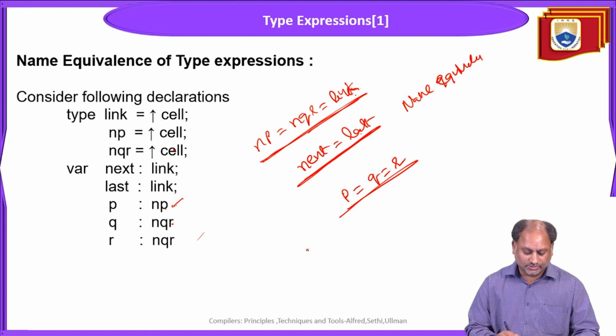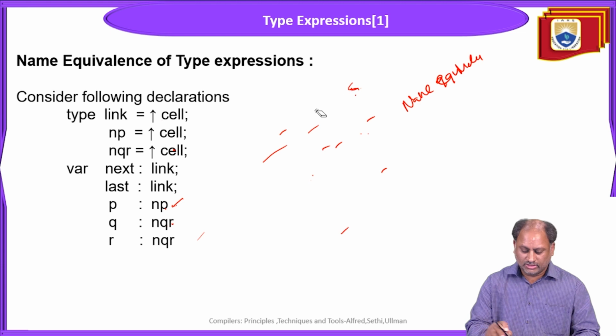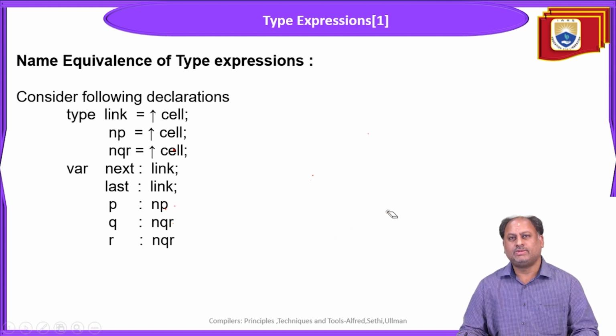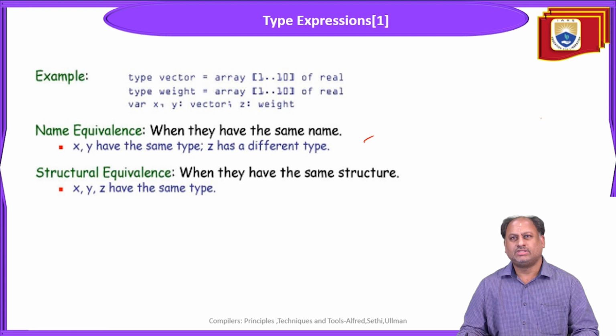Whereas if it comes to, for example, next, it is of type link. Whereas NP next is link type. Link is pointer to cell. So is it equivalent to R? No, it is not equivalent to R. NQR is pointer to cell. Next is a link. Link is pointer. So like that we are going to verify whether they have matched the same type expression or not. If the name equivalence observes the two type expressions, then we can say that it is type equivalent.